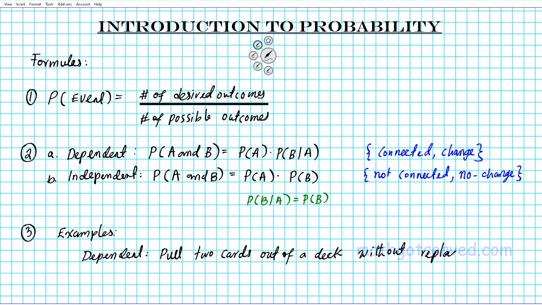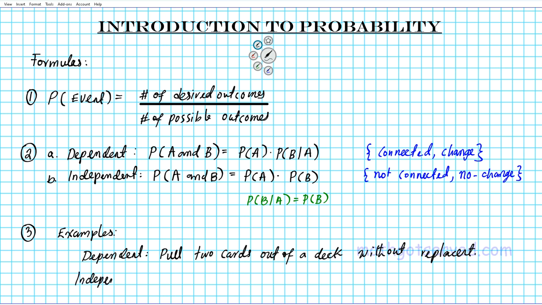So why is this dependent? Remember, dependent events cause a change in the sample space of the subsequent event. When you pull a card out of the deck and you do not replace it, you have one less card in the deck. So when you're pulling the second card, you're pulling from a deck of 51 cards. Don't forget, dependent events involve change. With no replacement, you're changing the sample space of the second event, hence it's affected, resulting in a dependent situation.